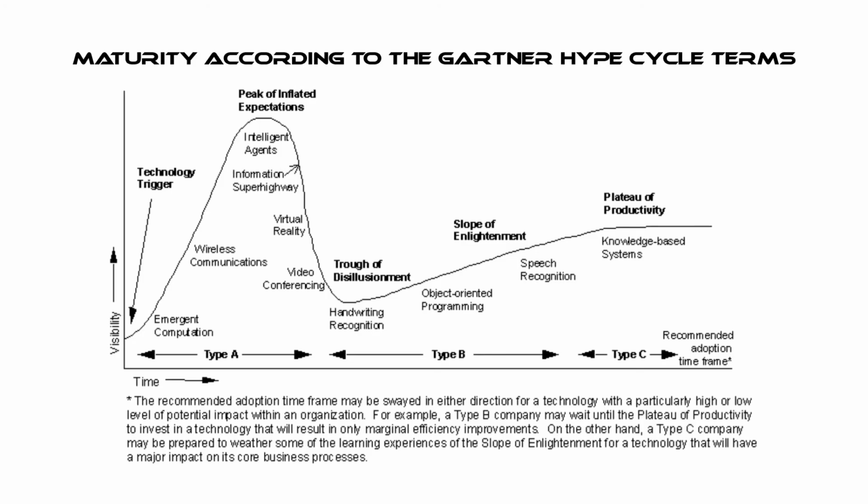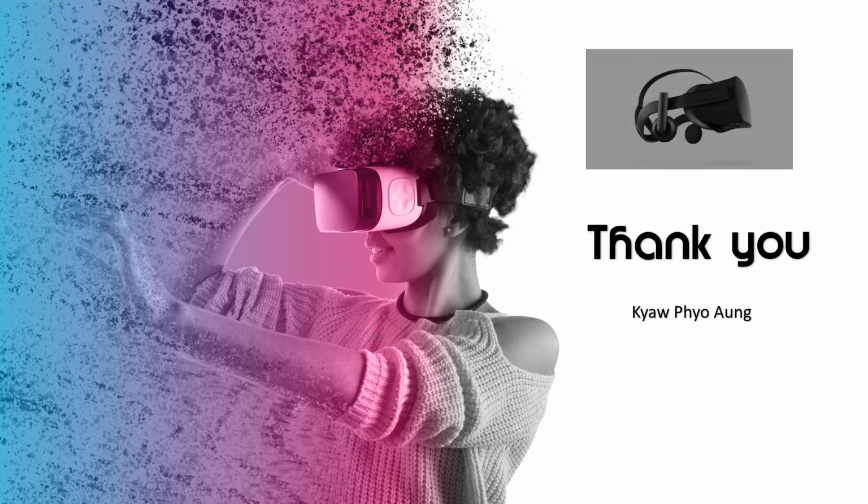According to the Gartner Hype Cycle, virtual reality is at the peak of inflated expectations. That means this technology has early publicity, produces a number of success stories, and is often accompanied by scores of failures. Some companies take action, but many do not.